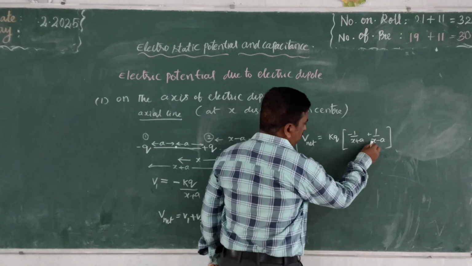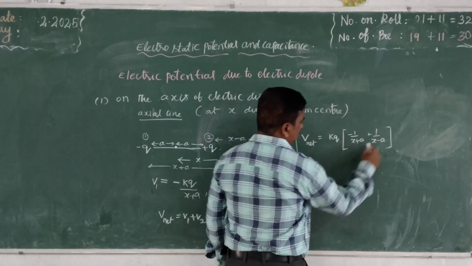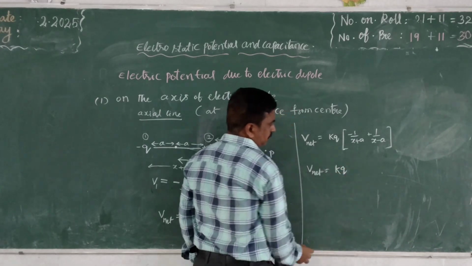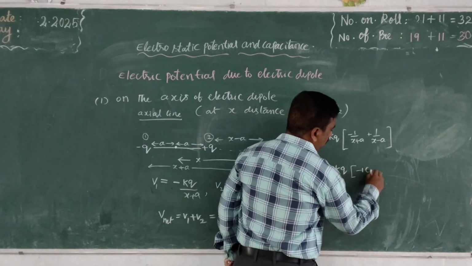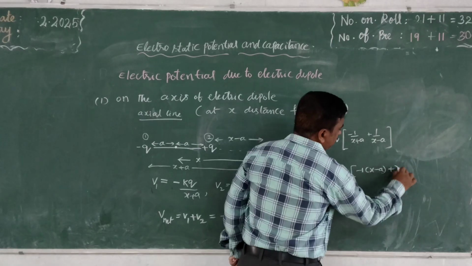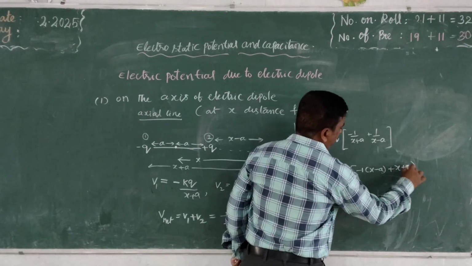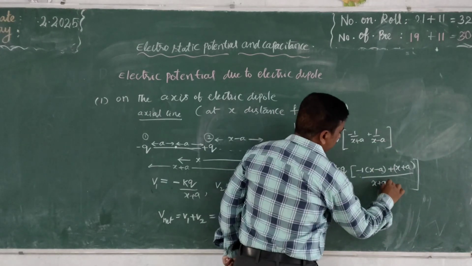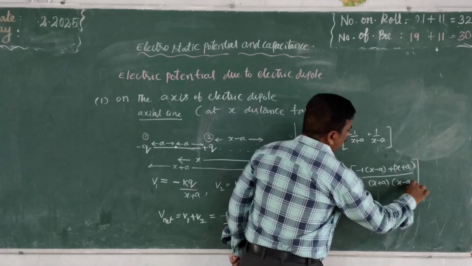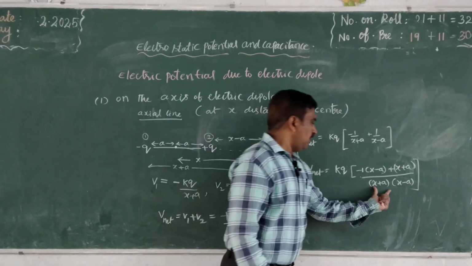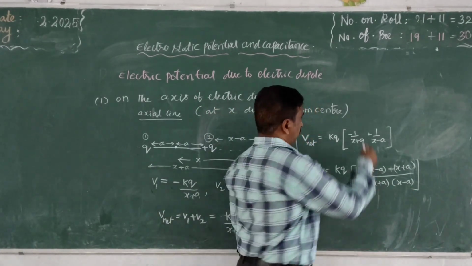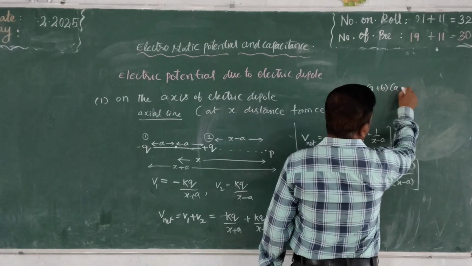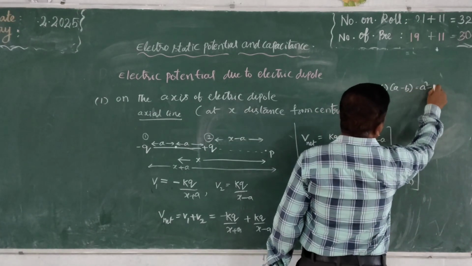Now cross multiplication, this and this, this and this. We get V net equal to kq times minus 1 into x minus a plus x plus a, by x plus a into x minus a. See here, a plus b into a minus b equals what? a square minus b square.